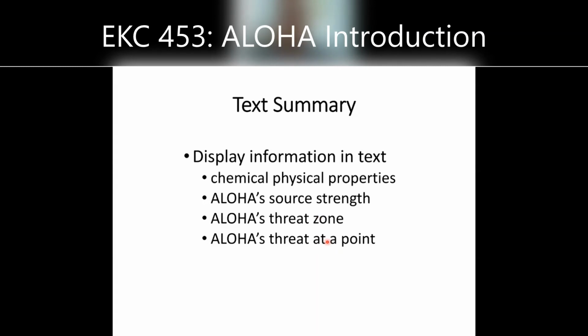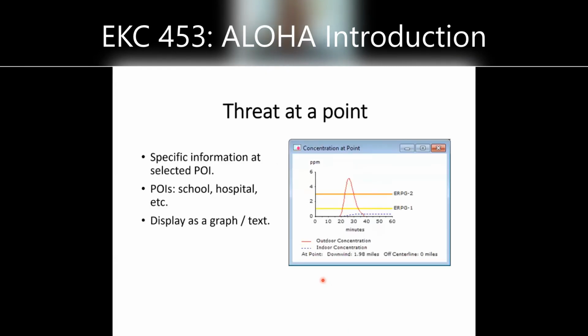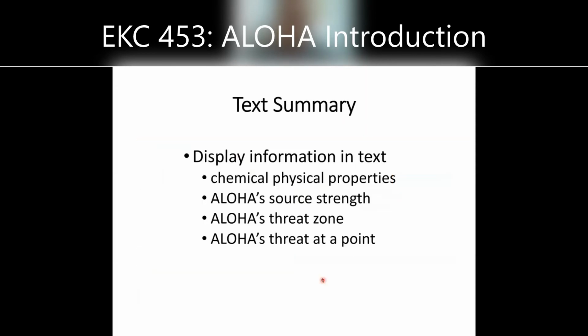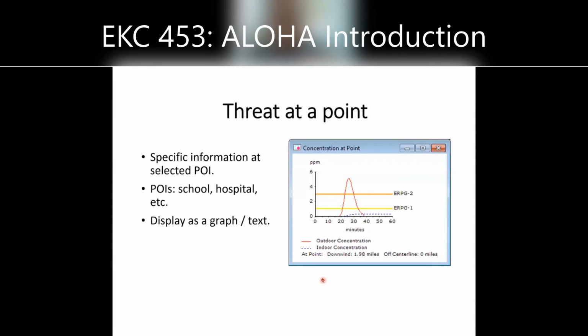For example, you pick a hospital. If there is a hospital inside the area, then you pick the hospital. Then the output will be transformed into the concentration and so on at that point, in the hospital or in a school. This is threat at a point. Previously the threat zone was a zone, but threat at a point is at one place, for example a point of interest such as a school, hospital, or university. At this place of interest, it will display as a graph and text.